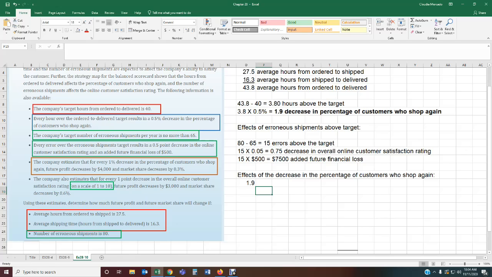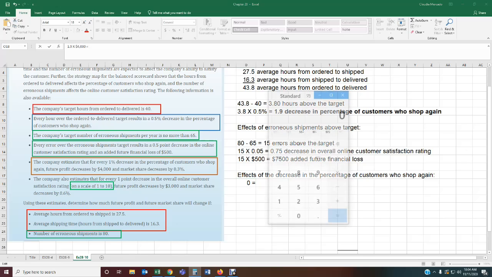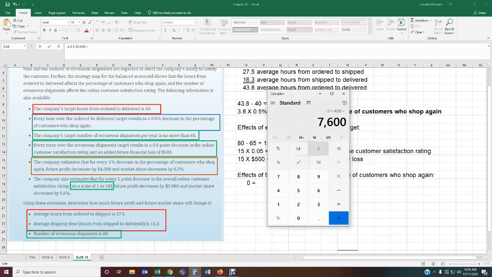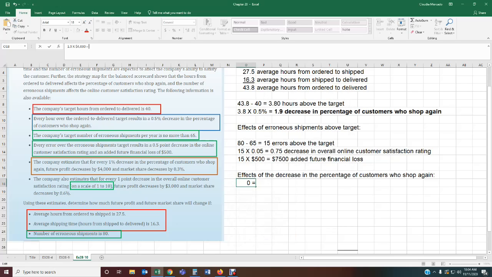So we had a 1.9 decrease of customers who shop again. We're going to multiply that by the $4,000. So 1.9 times 4,000 gives me $7,600. For every 1 percentage point, you're going to see a decrease in your profit of $4,000. We had a decrease of 1.9%, almost 2%. If we had gotten 2%, it would have been 8,000. Because we have 1.9%, that gives me a $7,600 decrease in future profit.